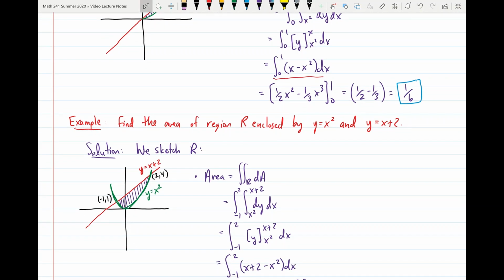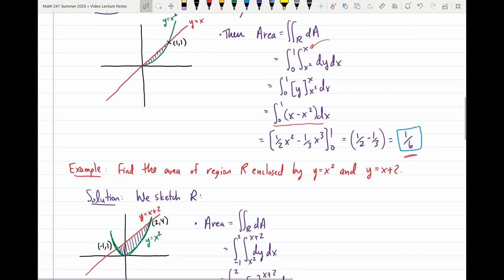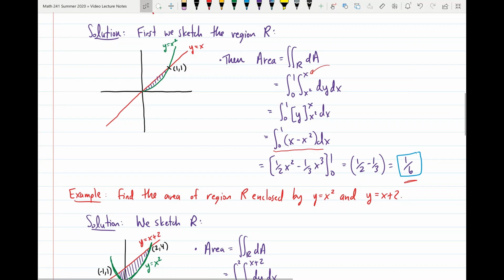And then we can take the antiderivative of x minus x squared. We get 1/2 x squared minus 1/3 x cubed. And again, we're evaluating from 0 to 1. And this will ultimately give us 1/6. So the area of the region that we're interested in is equal to 1/6.